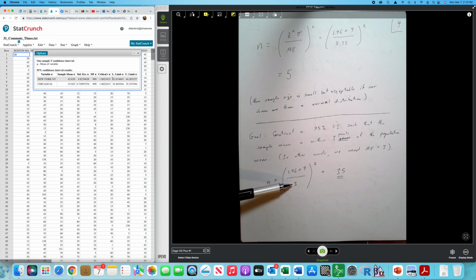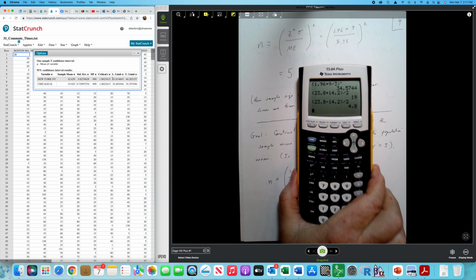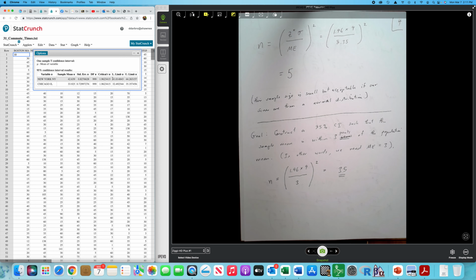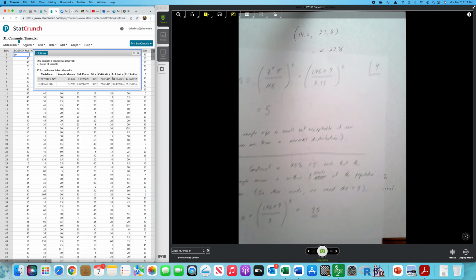Let me see, I think I actually did that right here. So 1.96 times 9 divided by 3, and quantity squared, gives me 34.57, which always rounds up to 35.